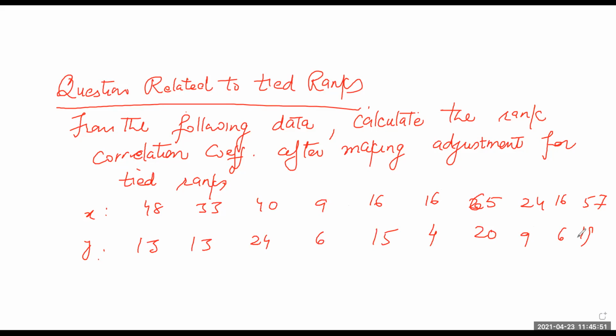So in the question we have to calculate the rank correlation coefficient. They have said after making adjustment for tied ranks. It means the ranks are not given to us. We have been given the data and we have to adjust the ranks accordingly. So let's do it.